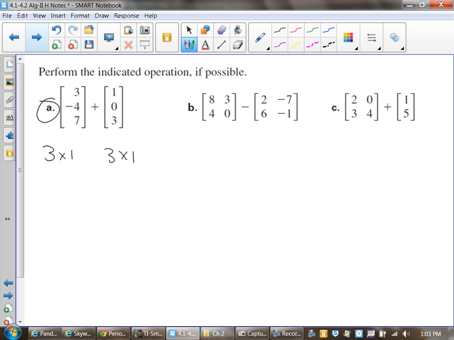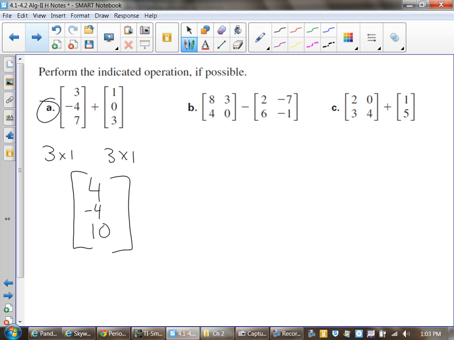Are those dimensions the same? Yes. Now here comes the real difficult math part. Is this difficult? Isn't it just 3 plus 1, 4? Negative 4 plus 0, negative 4. 7 plus 3, 10. Wow. What you do is you match up the corresponding entries, and you do the operation.